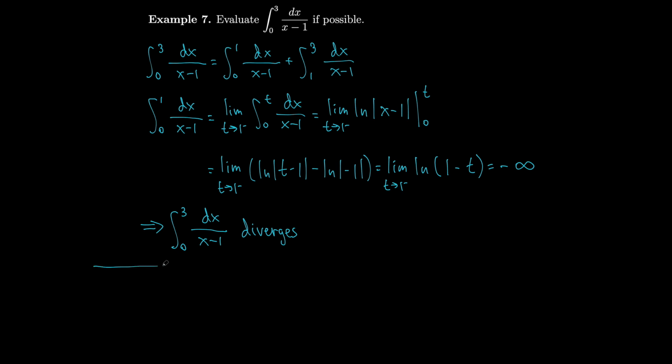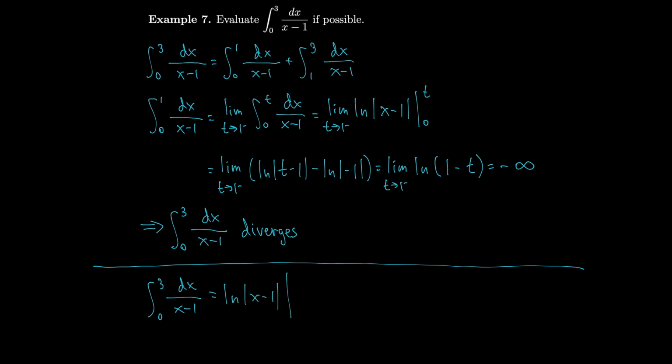Notice that if we had been naive, we could have written that this integral from 0 to 3 of dx over x minus 1 is just equal to the natural log of the absolute value of x minus 1 evaluated from 0 to 3. And just willy-nilly, you know, anti-derived it right off the bat. Plugged in 3, got ln of 2 minus ln of 1.